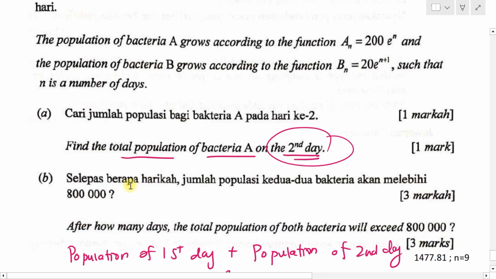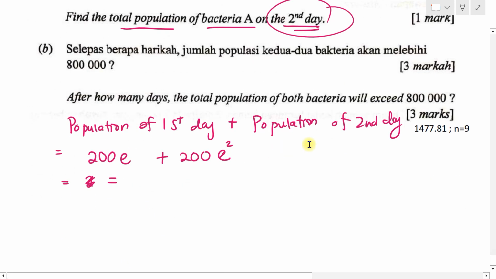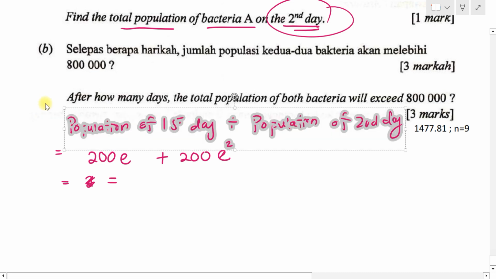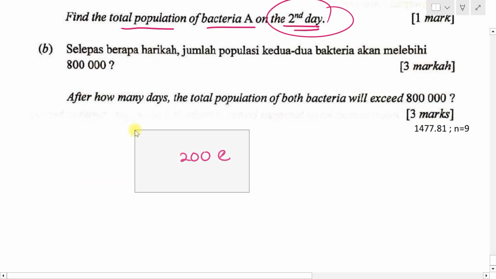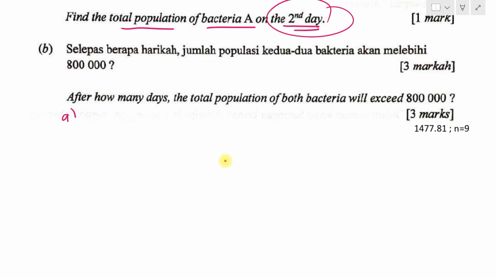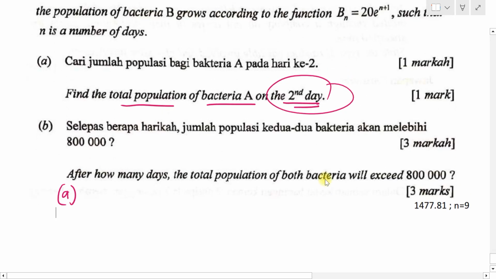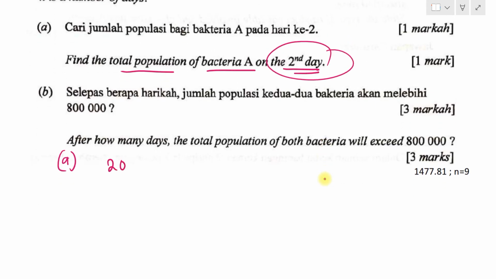If you ask me, I will add up with day number 1 also. The population of bacteria A on the second day. Okay. So they get the answer. They just do the second day only. Okay, they want on the second day only. Right. So 200 exponent 2. So you get 1477.81.